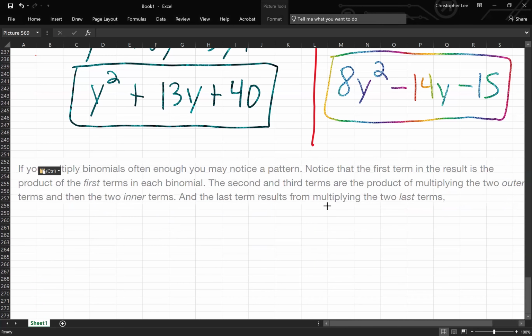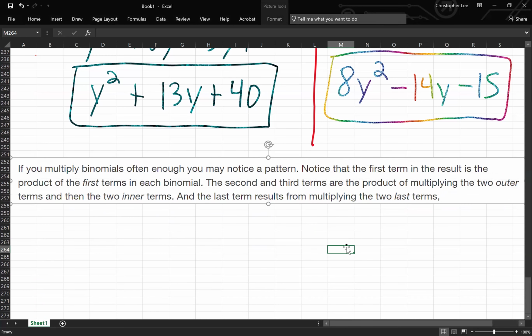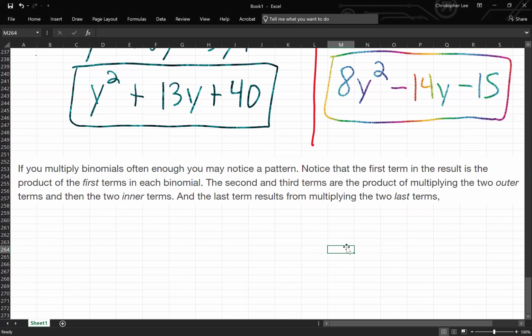All right. So if you multiply binomials often enough, you may notice a pattern, right? Notice that the first term in the result is the product of the first terms in each binomial. The second and third terms are the product of multiplying the two outer terms and then the two inner terms, right? And the last term results by multiplying the two last terms together.